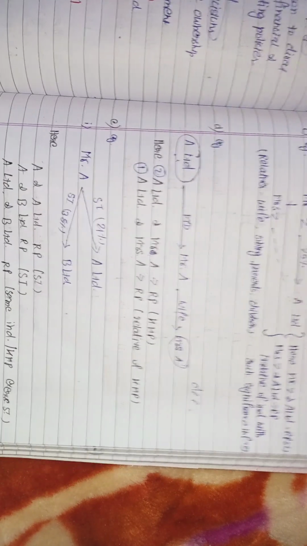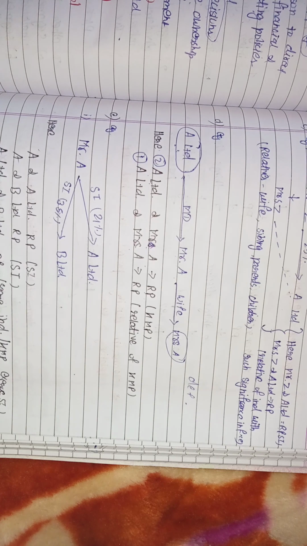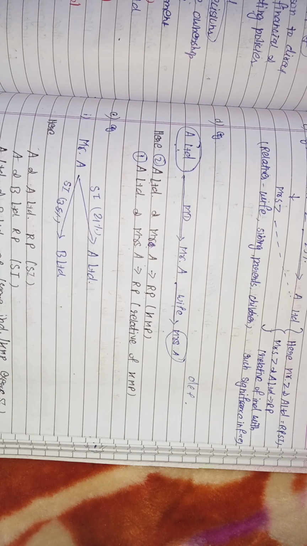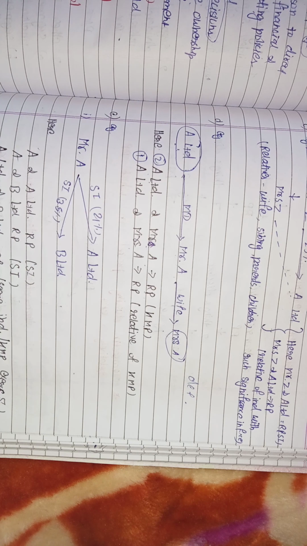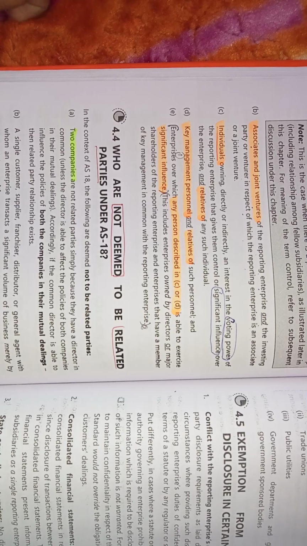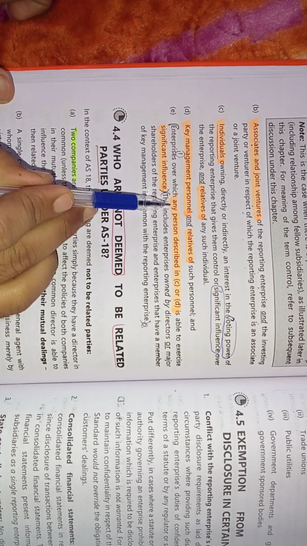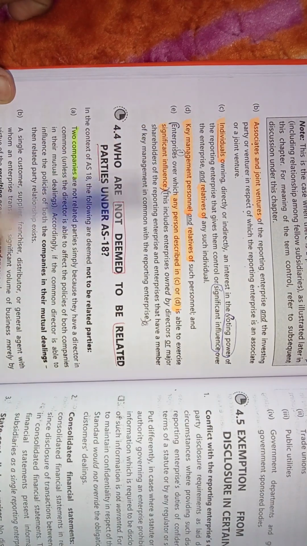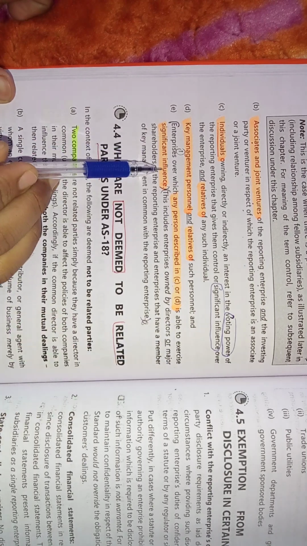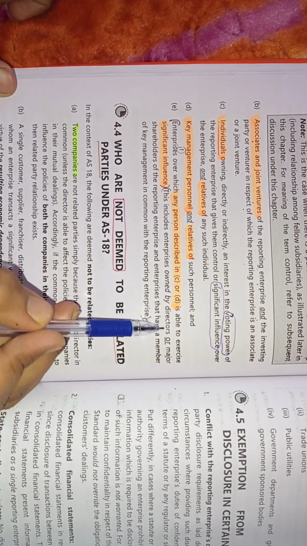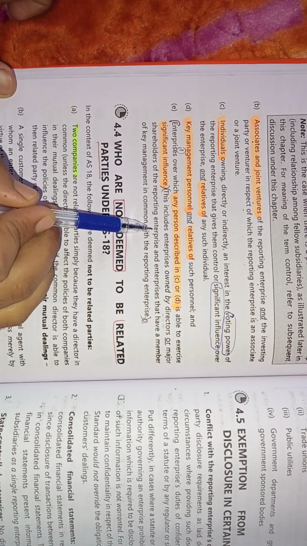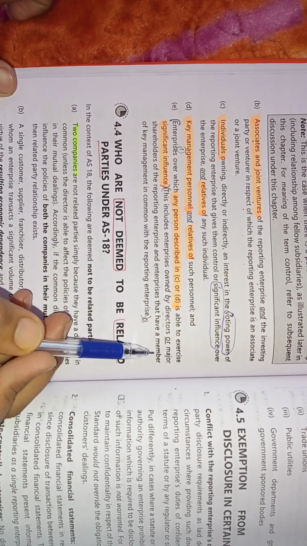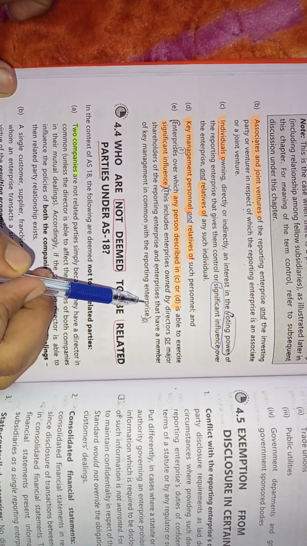Okay, now let's go to the last point of this AS, that is E. Your question will come only from these 5 points. In point E, enterprises over which any person described in C or D is able to exercise significant influence, meaning 20% or more voting power. This includes enterprises owned by directors or major shareholders of the reporting enterprise, and enterprises that have a member of key management in common with the reporting enterprise.